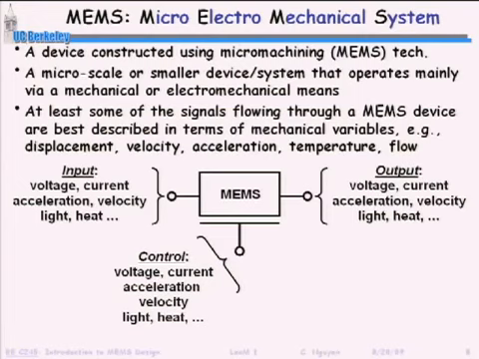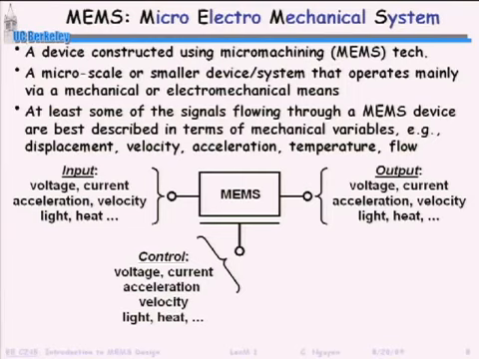And so at least at a funding agency, a better definition may be something like a microscale or smaller device or system that operates mainly by way of a mechanical or electromechanical means. So there's some kind of mechanics in its operation. And so one way you could do this is just make sure that at least some of the signals that flow through a MEMS device are best described in terms of mechanical variables.